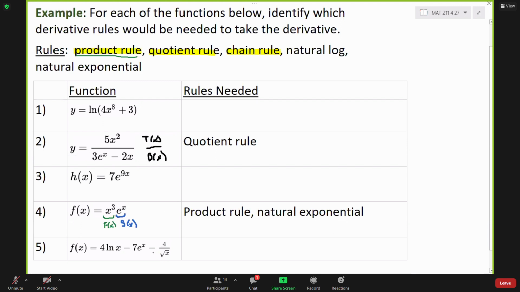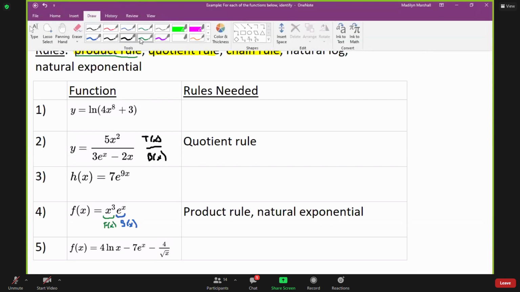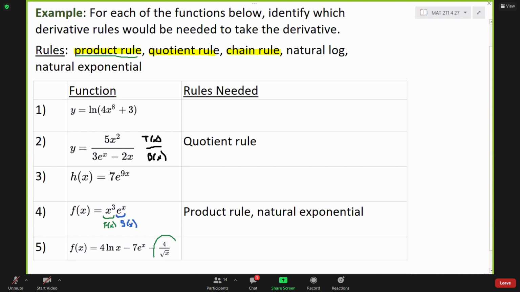Number 5 was also chosen a handful of times, and the reason number 5 is not a quotient rule is that on this one, I'm assuming it was this one that made people feel like it might be a quotient rule. It's not, because that 4 on top is just a 4 and nothing else. Technically, the quotient rule could be used on that, but it's way more work than is necessary. Since it's just a 4 without any x or anything else with it, that would not be a quotient rule.